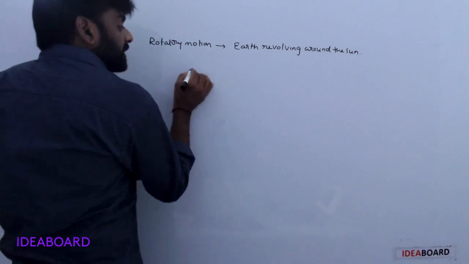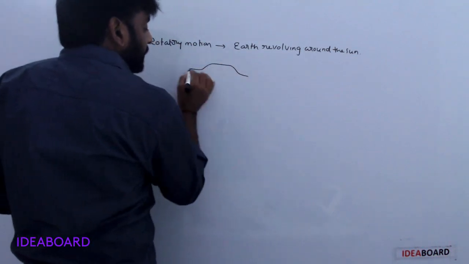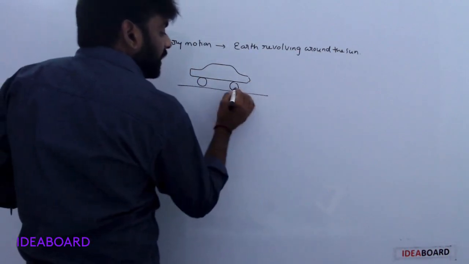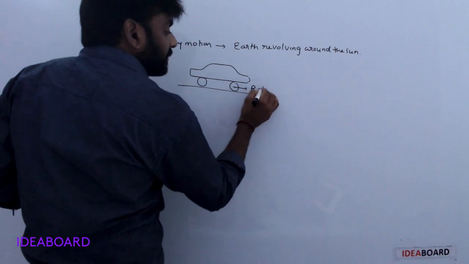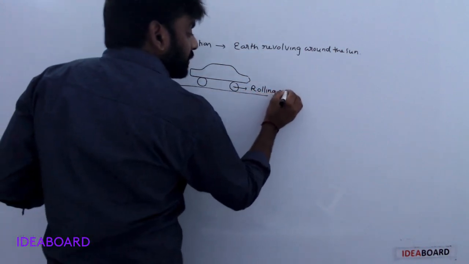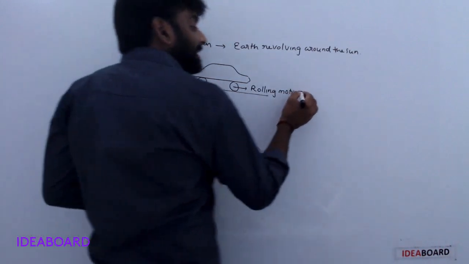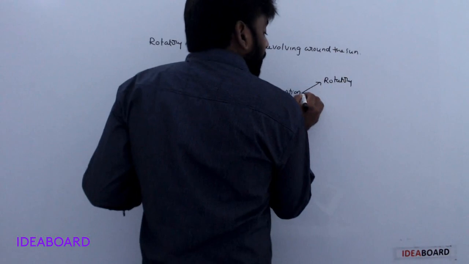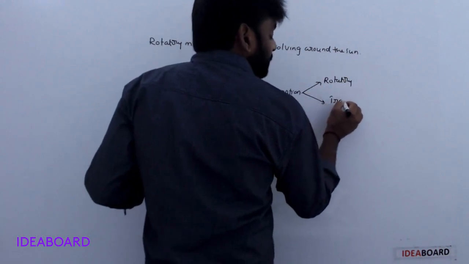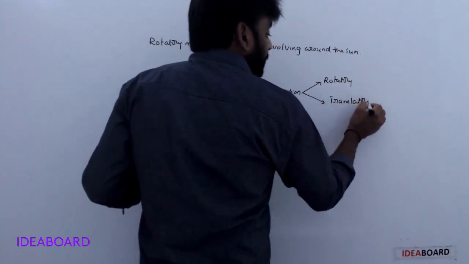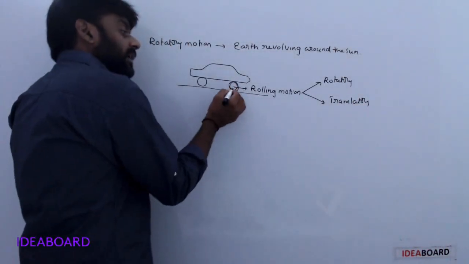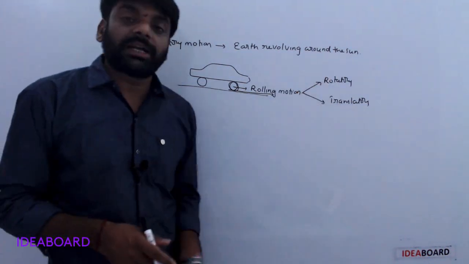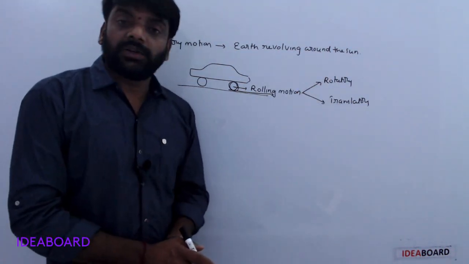If in case we consider a car wheel, it is rolling motion. What is rolling motion? It is the combination of rotatory and at the same time translatory. Understood? See, it rotates and also moves in the forward direction. So rolling motion is nothing but the combination of rotatory and translatory.